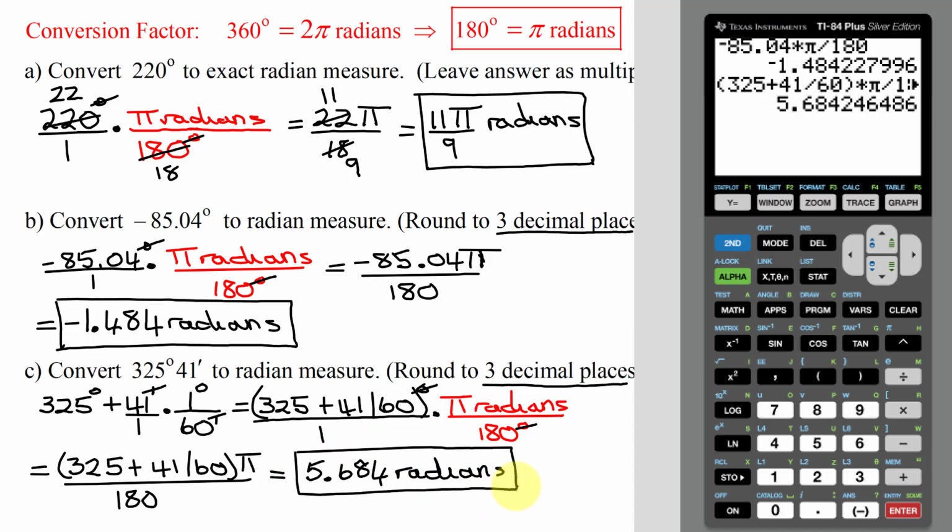And one last thing I want to point out is I wrote radians on each of my answers for clarity. But technically, we don't have to do that, as if there are no units given on an angle, we know they are in radians.